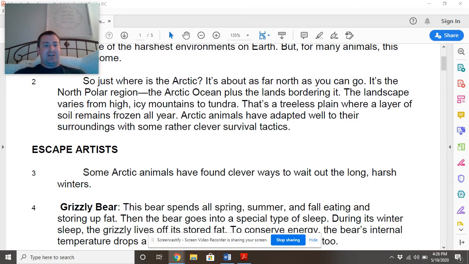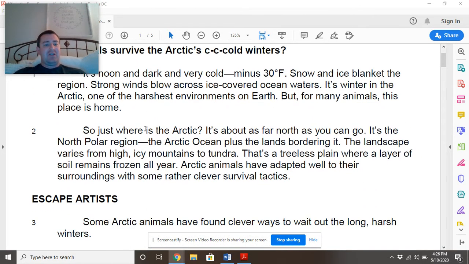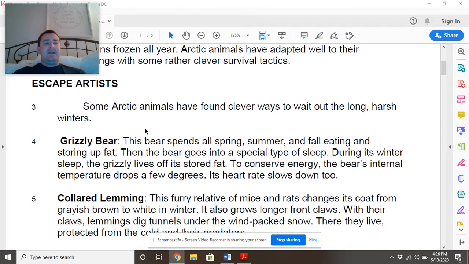Let's go down to paragraph three, Escape Artists. So remember, we're answering the question, how do they survive in the cold winters? Paragraph three, some Arctic animals have found clever ways to wait out the long, harsh winters. For example, the grizzly bear spends all spring, summer, and fall eating and storing up fat. Then the bear goes into a special type of sleep. During its winter sleep, the grizzly lives off stored fat. To conserve energy, the bear's internal temperature drops a few degrees. Its heart rate slows down too.